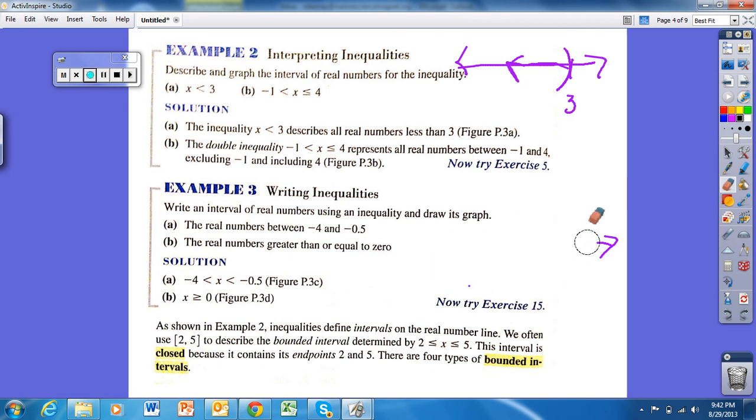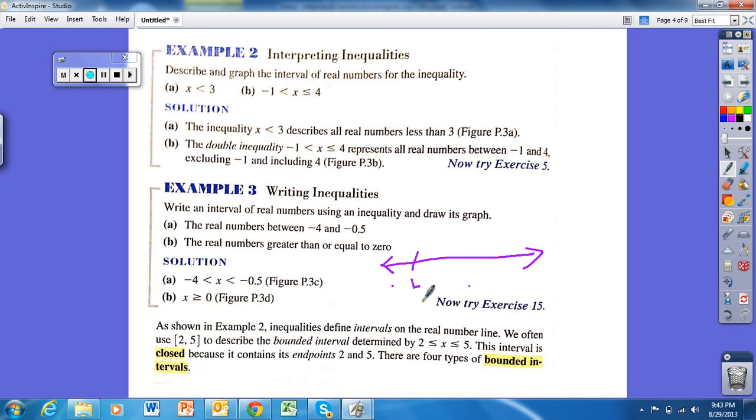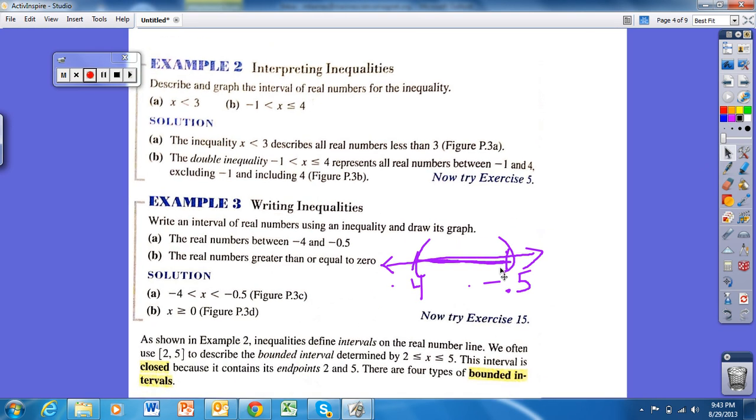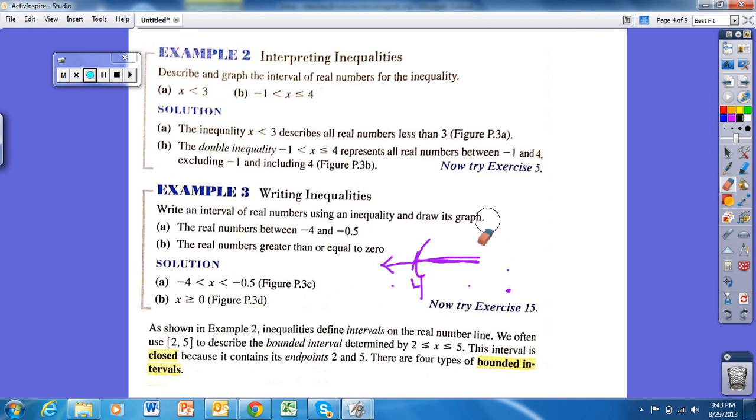Okay? Write an interval of real numbers using an inequality and draw its graph. So here's the interval. Between -4 and -0.5 looks like this, and then the graph would look like this. Both parentheses, because it's not less than or equal to, it's just less than. And then for x is greater than or equal to 0, that's going to be a bracket on 0 with an arrow to the right.